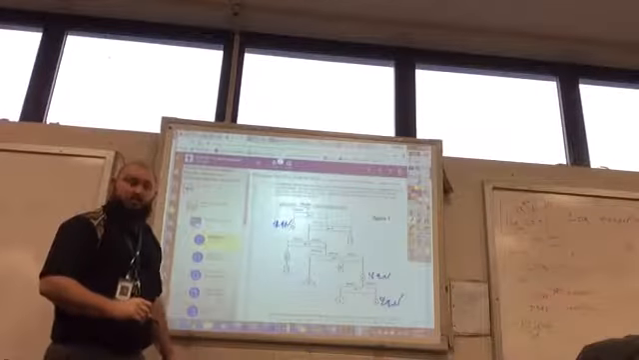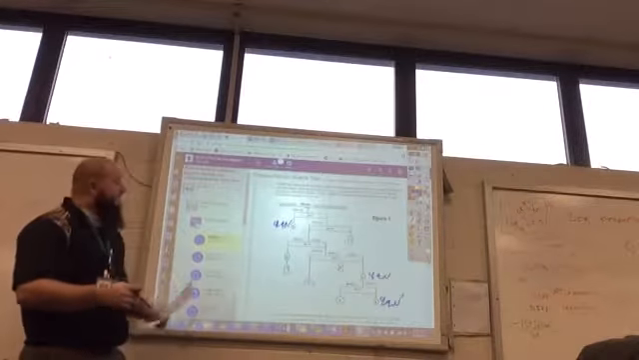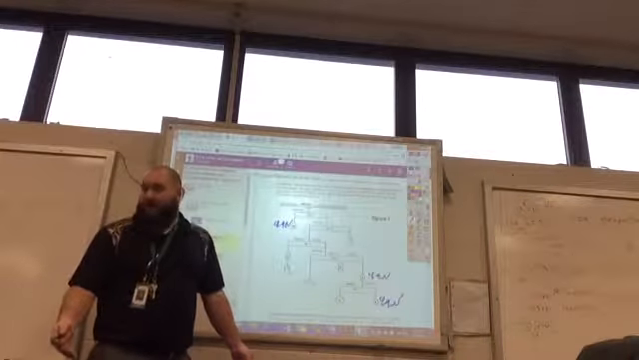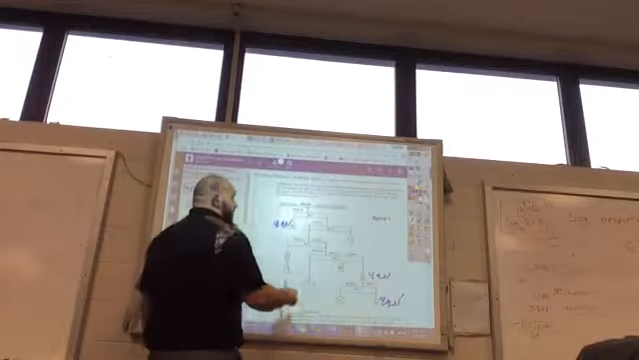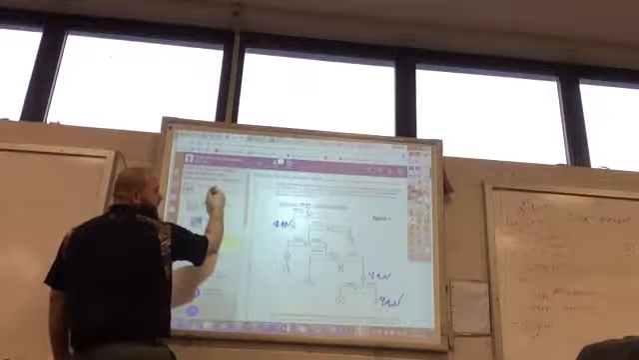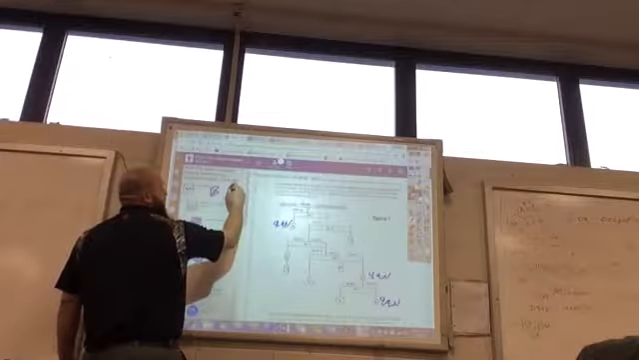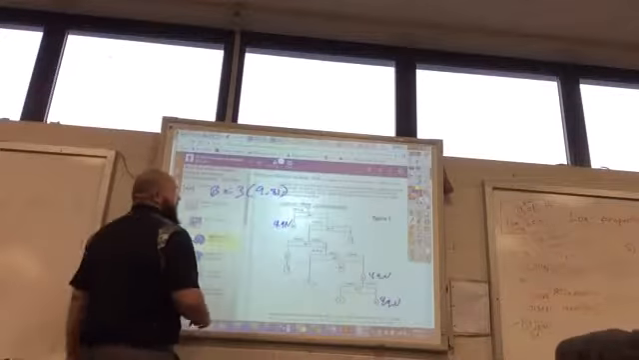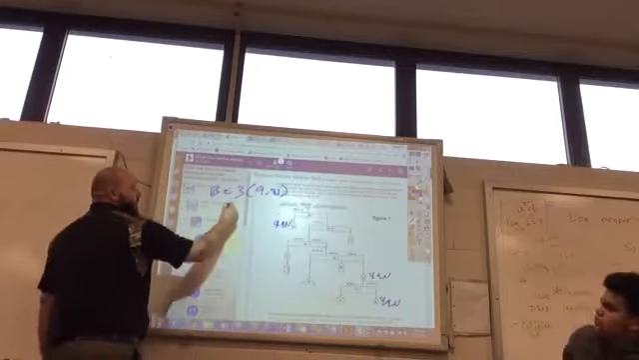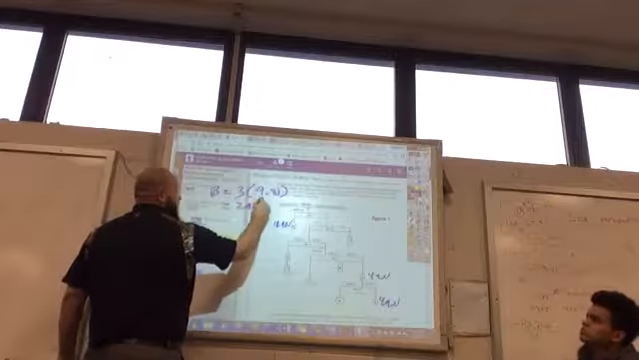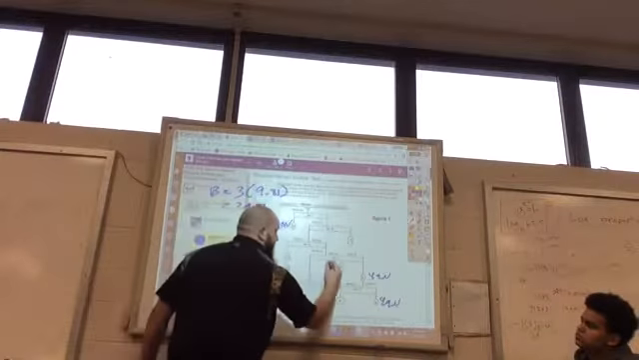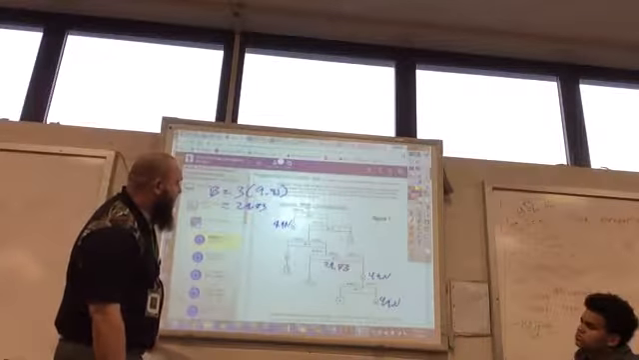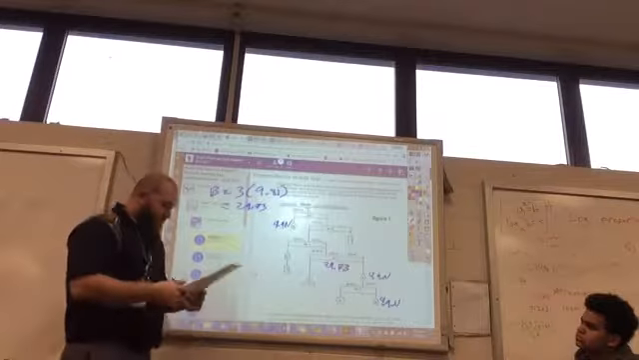Everybody with me on that? Okay. Now it says B has a mass of 3 kilograms. What do we got to do to that to make it a weight? Multiply times 9.81. So we're going to do that off to the side over here. I'm going to write this. B equals 3 times 9.81, which equals 29.43. Is there any more 29.43s? Is that it? All right.